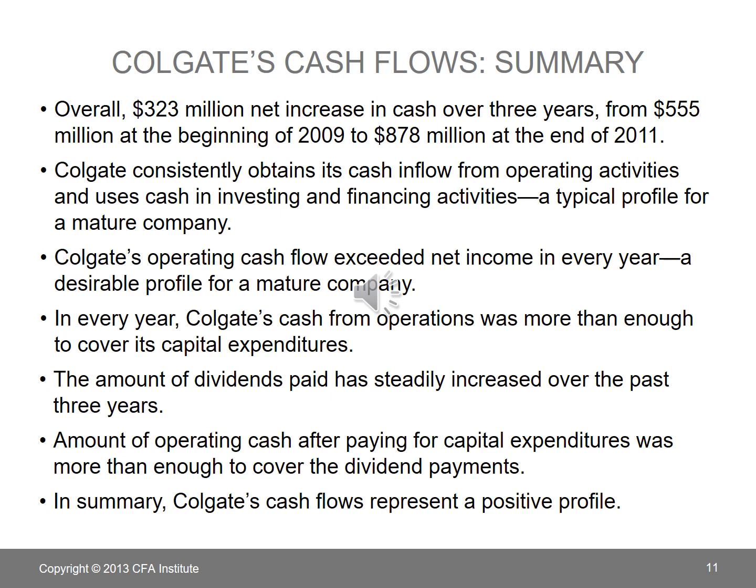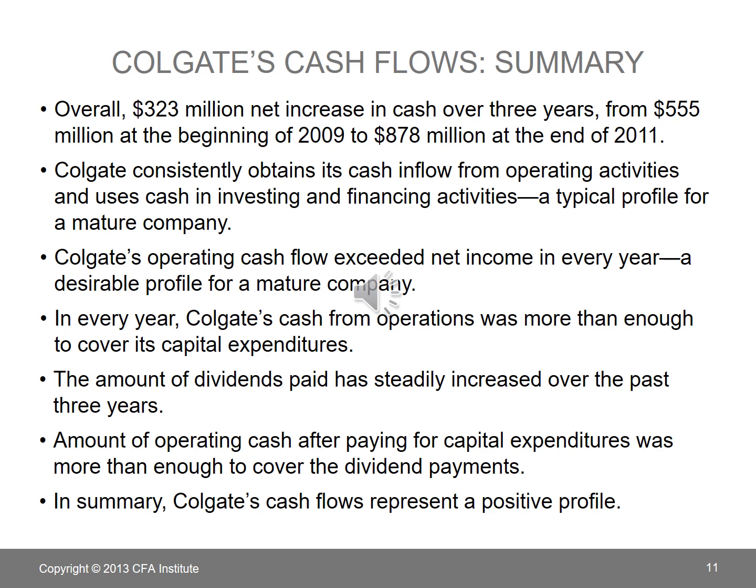Colgate consistently obtains its cash inflows from operating activities and uses cash in investing and financing activities, which is a typical profile for a mature company. Colgate's operating cash flow exceeds net income in every year, which is a desirable profile for a mature company. And in every year, Colgate's cash from operations was more than enough to cover its capital expenditures, which is a good sign.